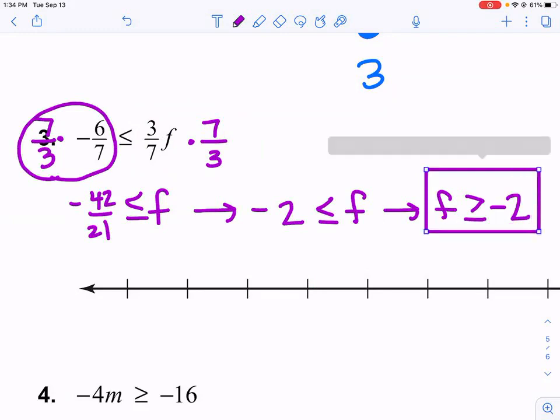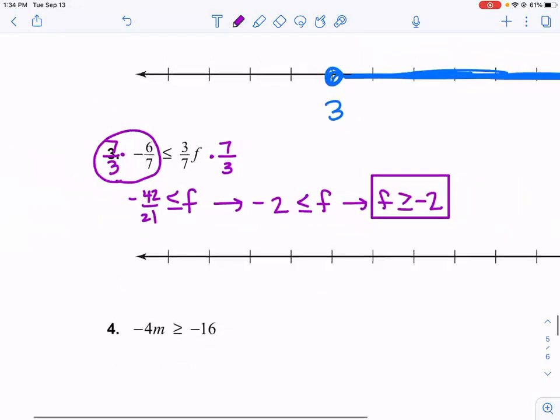Now, it's totally fine if you wanted to do like Abby suggested, multiply by the 7, then divide by the 3. Are we going to get to the same place? Yes, we're going to get to the same place. But this way we get it done in one step. If we're multiplying by a fraction, you can either divide by the fraction, which is the same thing as multiplying by the reciprocal.